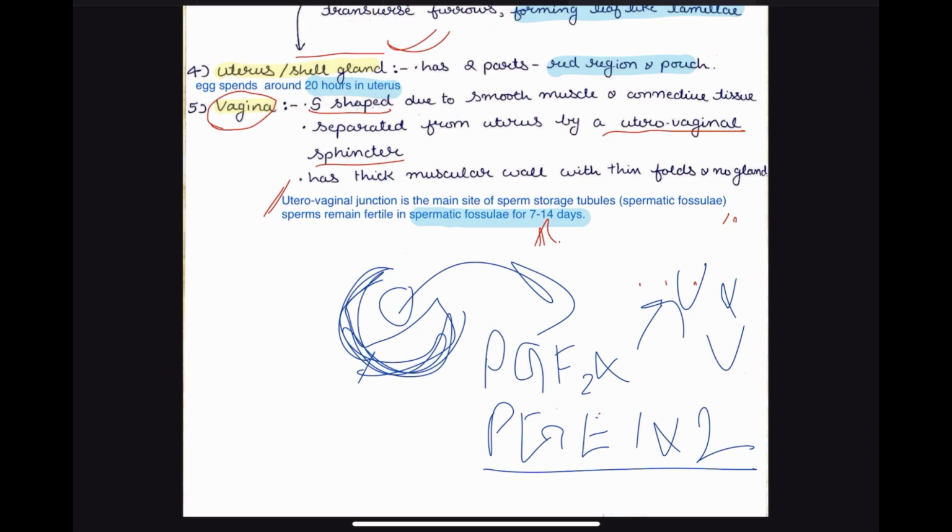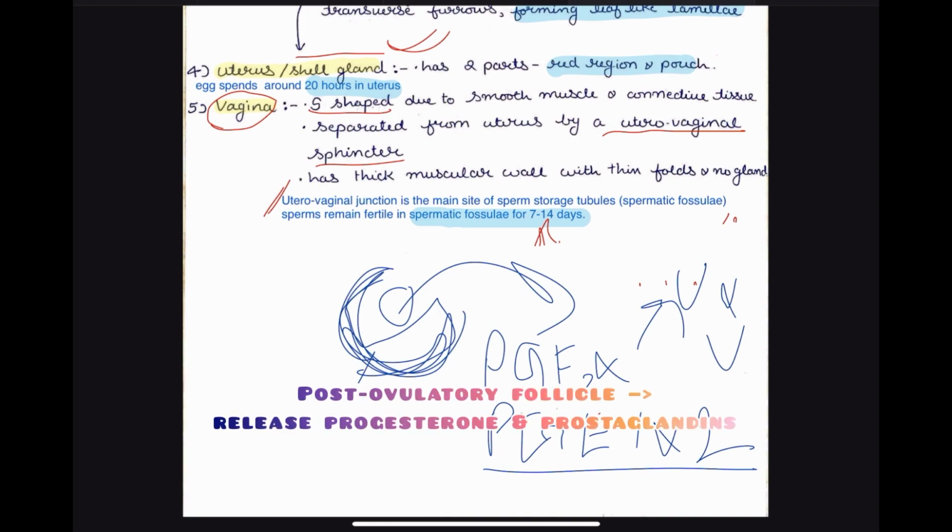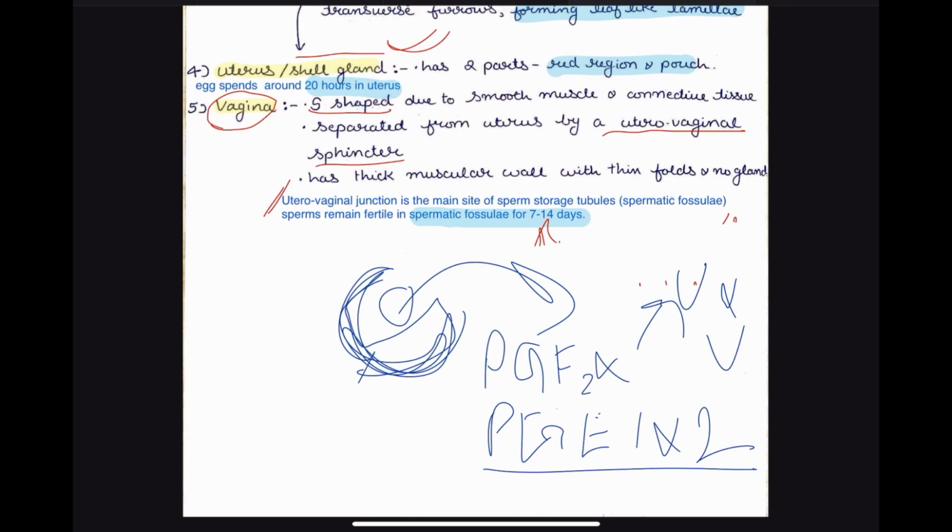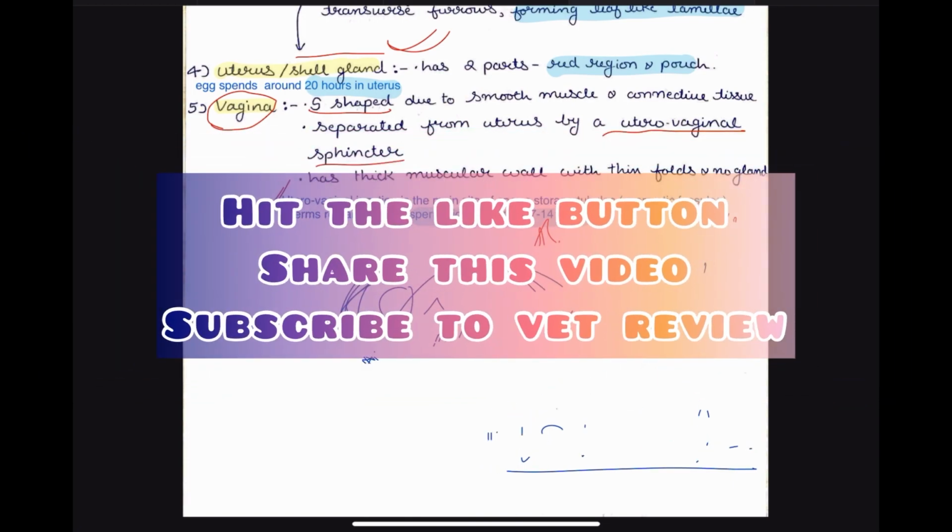There's another hormone called progesterone which is responsible for stopping ovulation. After the post ovulatory follicle is released, there's a surge of progesterone, and this progesterone is going to stop further ovulation. So this is it for the female reproductive system in the case of birds.